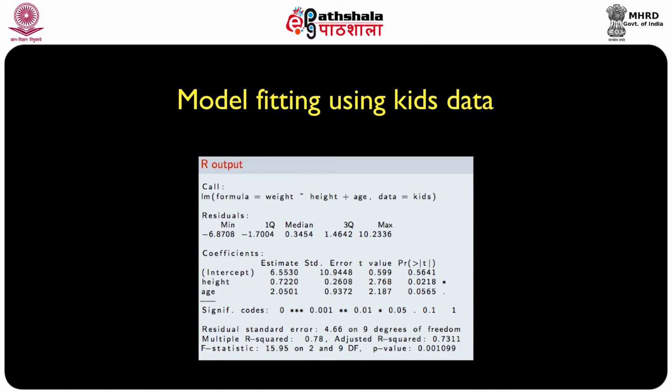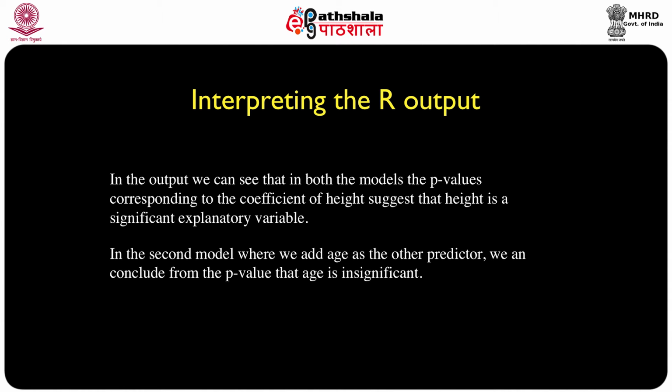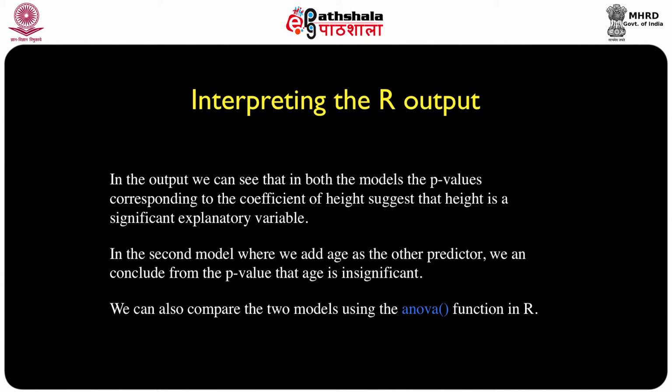And next, when we look at the model where we have used height as well as age as the two predictor variables, keeping alpha equals 0.05 as our level of significance, if we look at the p-values corresponding to the coefficient estimates of height as well as age, we can see that height is still a significant predictor, however, age is not. In the output, we can clearly see that in both the models, the p-values corresponding to the coefficient of height suggest that height is a significant explanatory variable in the model. However, in the second model, where we add age as the other predictor, we can conclude from the p-value that age is insignificant and can be removed.